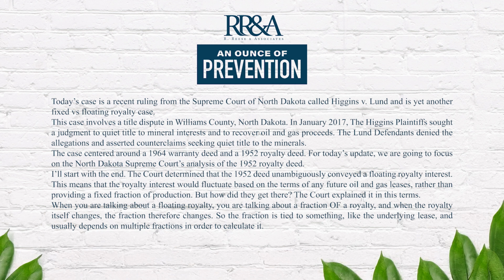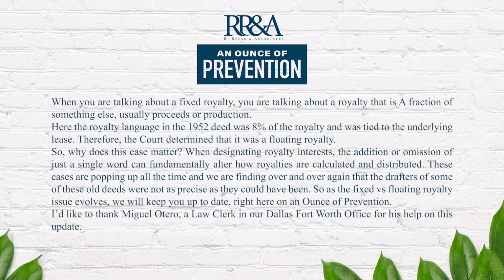When you are talking about a floating royalty, you are talking about a fraction of a royalty. And when the royalty itself changes, the fraction therefore changes. So the fraction is tied to something, like the underlying lease, and usually depends on multiple fractions in order to calculate it. When you are talking about a fixed royalty, you are talking about a royalty that is a fraction of something else, usually proceeds or production. Here, the royalty language in the 1952 deed was 8% of the royalty and was tied to the underlying lease. Therefore, the court determined that it was a floating royalty.